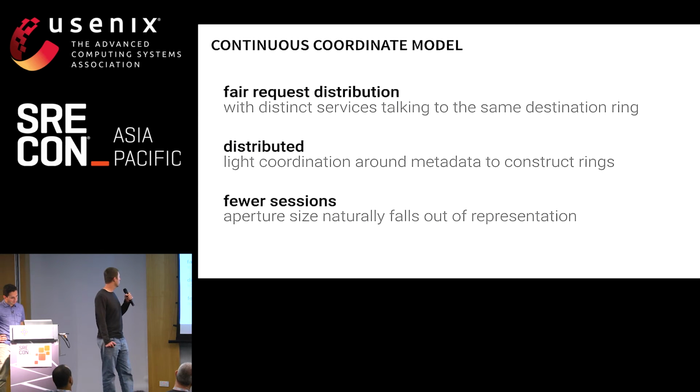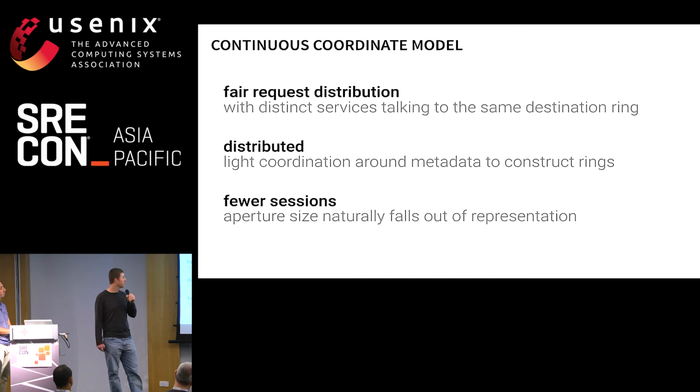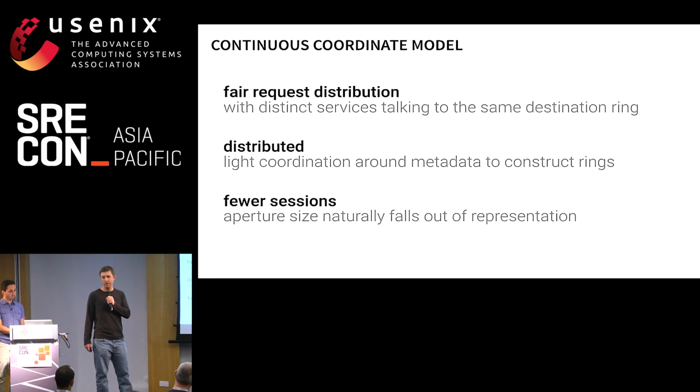Let's recap what the continuous coordinate model has bought us. We were able to regain the fair request distribution that we had in P2C. Since we're deterministically and evenly slicing up the backends, we can ensure that they're all picked the same uniform distribution of times, and it's distributed. All we needed was that metadata that Ruben talked about, the aperture slice that defines our aperture slice. That's the only coordination that's going on between clients. So we don't have to have any heavyweight coordination models or coordination infrastructure to keep this even distribution.